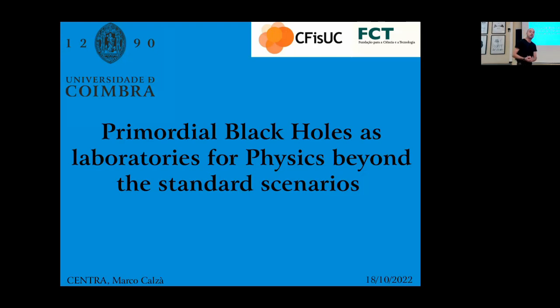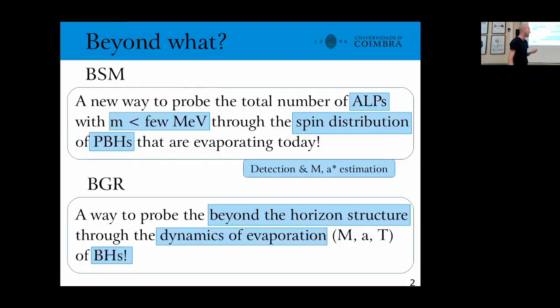I'm working at the Coimbra University now as a PhD student, and today I'm going to talk about primordial black holes as laboratories for physics beyond the standard scenarios. As a starting point, let me answer the question you will have in mind, I guess. What is beyond? Beyond what? So beyond the standard model of particle physics, in the sense that I would like to provide a new way to probe the total number of axion-like particles with a mass smaller than a few mega electron volt, and this through the spin distribution of primordial black holes that are today evaporating.